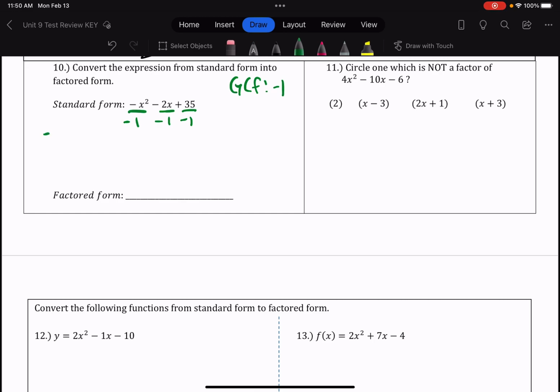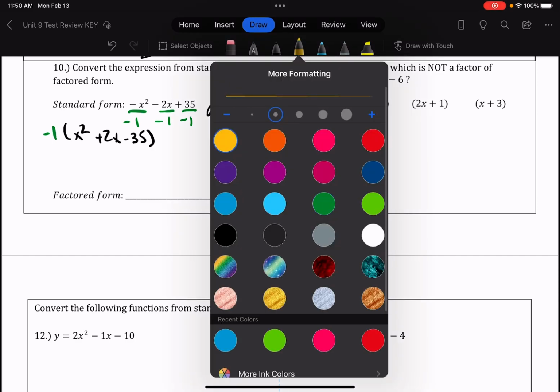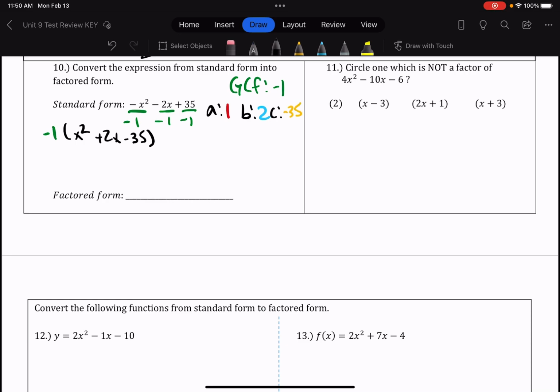By doing so, I'll save that for later. And I'm going to have x squared plus 2x minus 35. So my a value is 1, I got a b value of positive 2, and a c value of negative 35. I know that 1 times negative 35 is going to give me my a times c value. 1 times negative 35 is negative 35. So I've got to find two numbers that multiply to negative 35, but add to the value of 2.